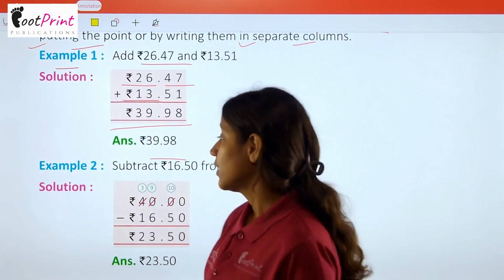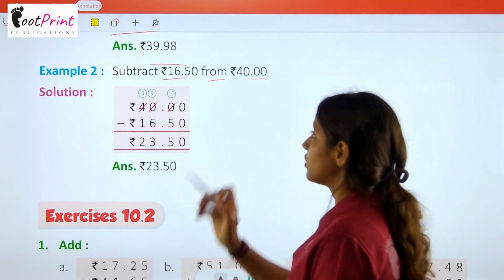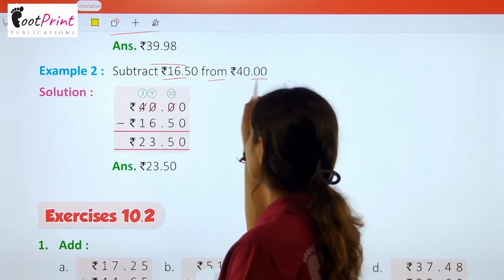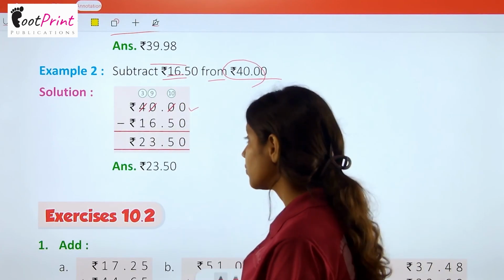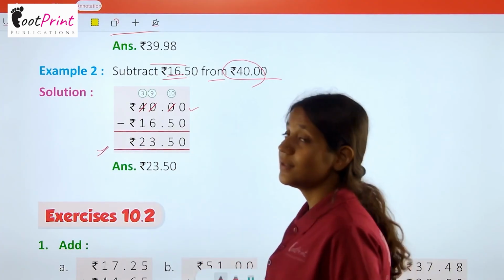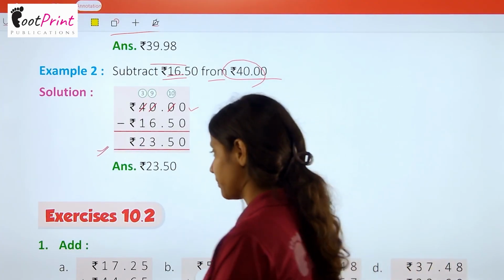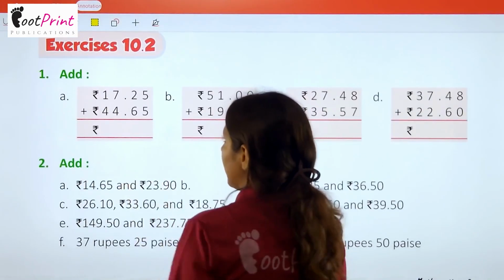Okay. Now we have example number 2. Subtract 16.50 from 40. So just write the bigger value firstly and then write the smaller value, that is 16.50. Now after subtracting we are getting the difference, that is 23.50. So the answer is rupees 23.50 paise.